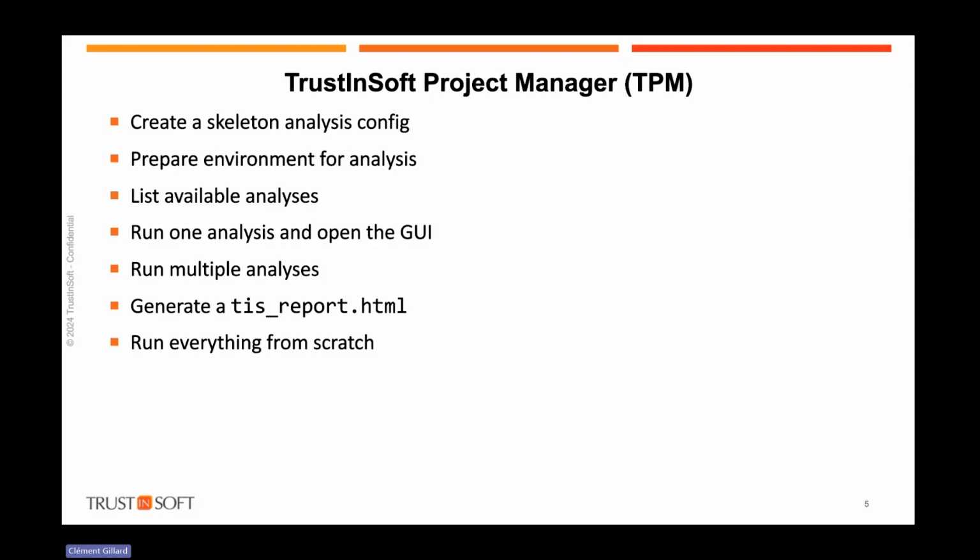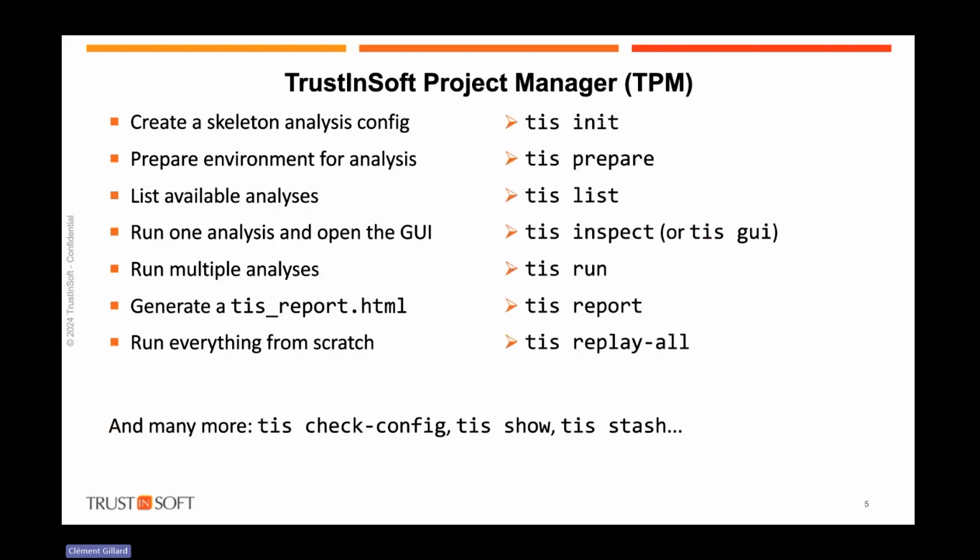And before, if you wanted to do any of that with any sort of automation, you would need to write your own script. Well, now we offer you one command that does all of that, TIS, T-I-S. This is the heart of the TrustInSoft Project Manager. Now, TIS is really inspired by a tool like Git, in that it actually does nothing on its own. It uses subcommands. So you want to create a skeleton configuration for a new analysis, you use TIS init. You want to prepare the environment, you use TIS prepare. You want to list your analysis, TIS list. You want to run one analysis and open the GUI, you use TIS inspect. And if you're like me and you don't like calling it the inspector, you also have an alias TIS GUI.